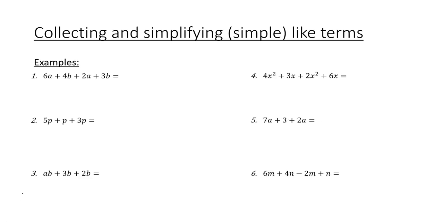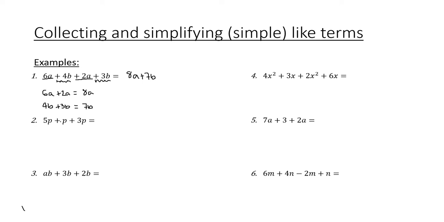Have a look at these examples. Again, copy them down as I'm going along. So let's have a look. What have we got that's similar? We've got 6a plus 4b plus 2a plus 3b. 6a is a like term to plus 2a, and 4b is also a like term to plus 3b. So let's break this down. We've got 6a plus 2a, and we've got 4b plus 3b. 6a plus 2a gives us 8a, and 4b plus 3b gives us 7b. These are both positive, so to simplify this expression, we end up with 8a plus 7b.